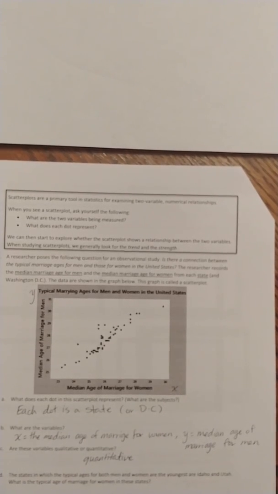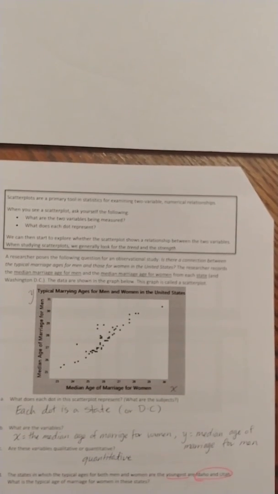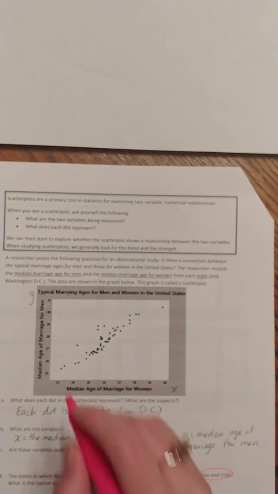Now D. The states in which typical ages for both men and women are the youngest are Idaho and Utah. Okay, so here we are looking at Idaho and Utah. These are the states that have the youngest ages for married men and women. The question here is, what is the typical age of marriage for women in these states? So here, we're looking at the youngest, so you're looking at these two right here.